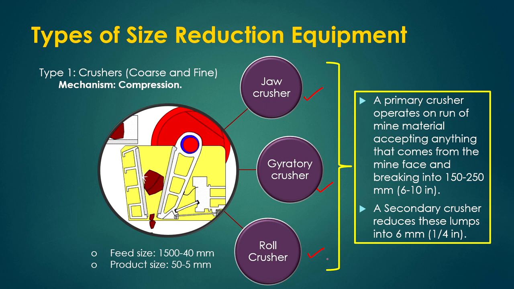Here the feed size range generally followed is 1500 to 40 millimeter, and the product size is generally in the range of 50 to 5 millimeter. A primary crusher operates on run of mine material, accepting anything that comes from the mine face and breaking it into 150-250 millimeter, that is 6 to 10 inches. Then a secondary crusher will be used to reduce those primary materials, the lumps of mining material, into very fine material of around 6 millimeter.